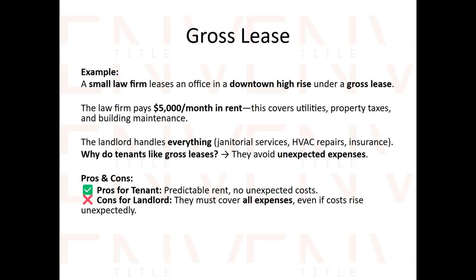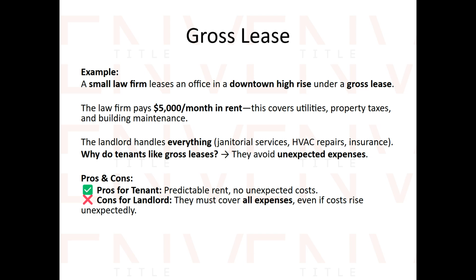So the pro is predictable rent for the tenant. There's no unexpected cost. You know exactly what you're paying. And the bad part, the con for the landlord, is they cover everything. Say they have 4 AC units in the building and they all go out. That could be $3,000 to $4,000 per AC unit. That's 20 grand the landlord has to come up with to fix those. All that is covered. Even if the costs rise unexpectedly, the tenant stays the same price.